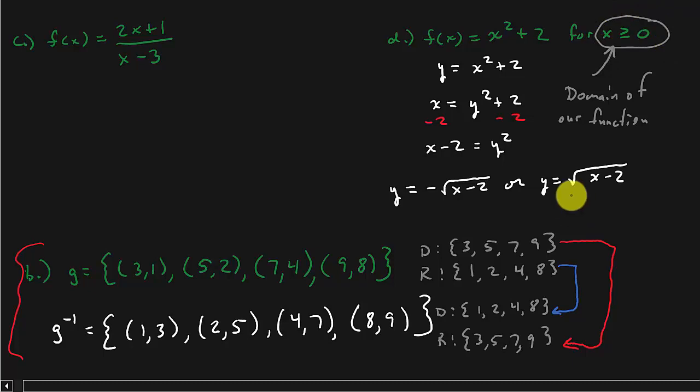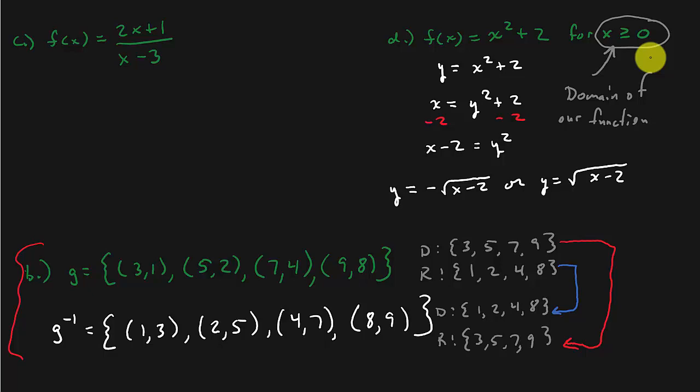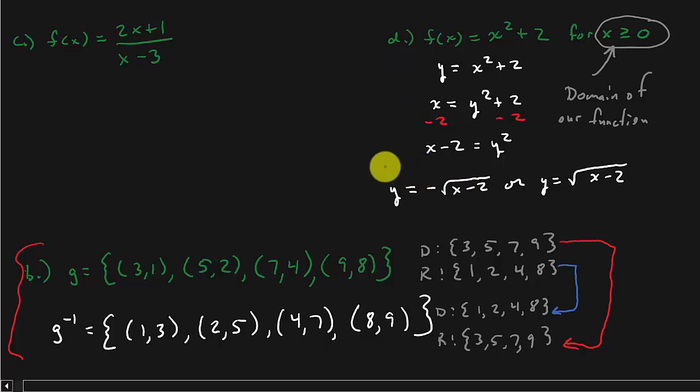So which one of these has a range of 0 to infinity? Well, we know anytime we take the square root of a number, we're going to get 0 or a positive number. We will never get a negative number when we take the square root. So that means this one is not our inverse, this one is. So we have f inverse is equal to square root of x minus 2.